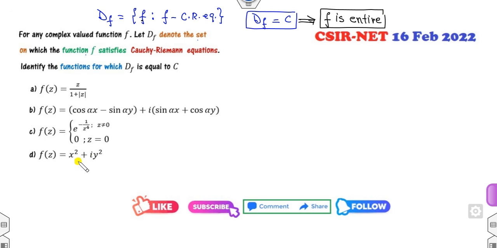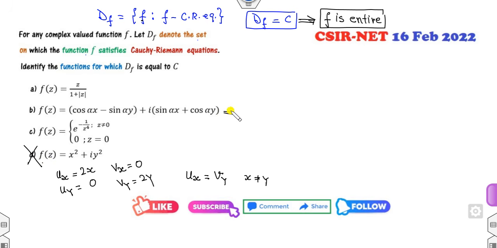Look at this last property. Check whether the CR equation is satisfied or not. U of y is 0, v of x is 0, v of y is 2y. Clearly, they are not satisfied. By the CR equation, you need ux equal to vy. They are not satisfied unless x is equal to y. So this is not entire.